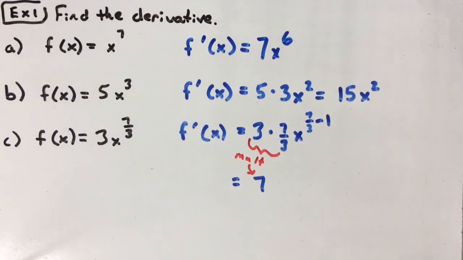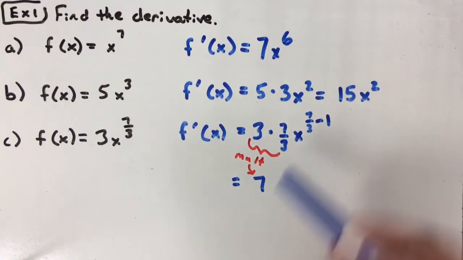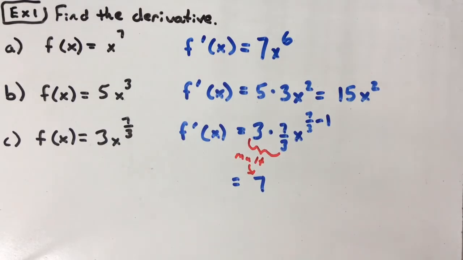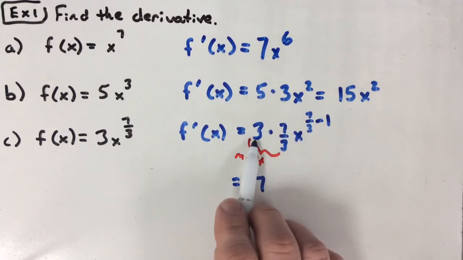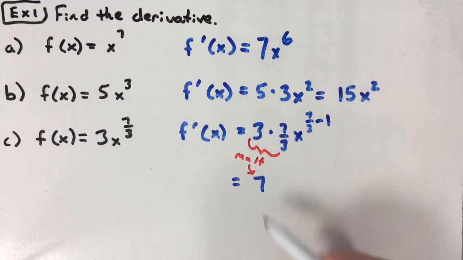That was a little bit harder than what we, or a little easier. Nope, sorry. This is a little bit harder than what we did in letter B. Letter B, we just had 5 times 3 in front, so it was a nice 15. Here we have 3 times 7/3. So again, if you want, you can use your calculator for that. I'm not going to have you do anything without the use of a calculator, so that would be fine.